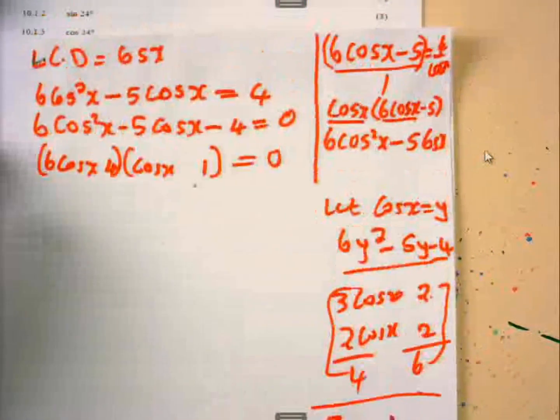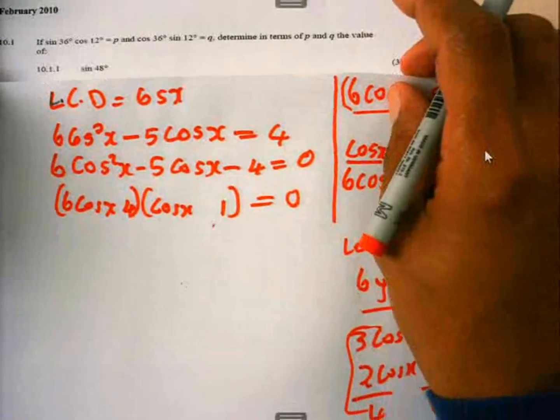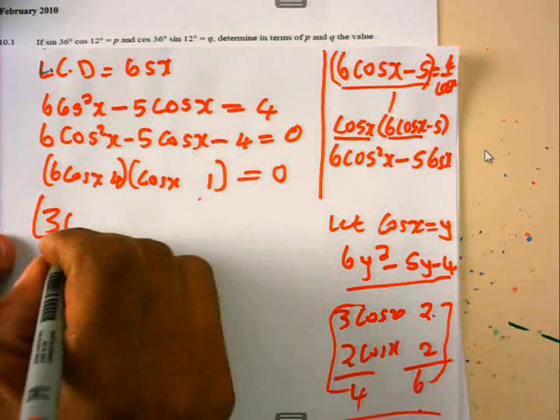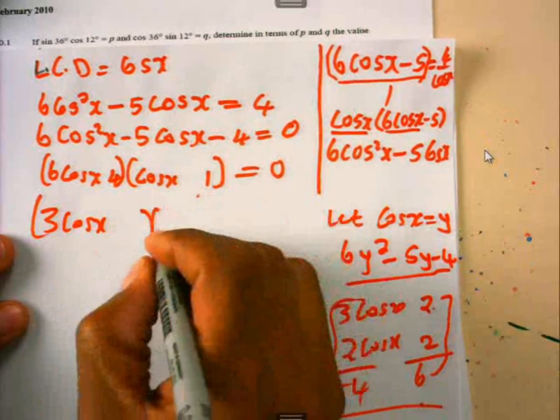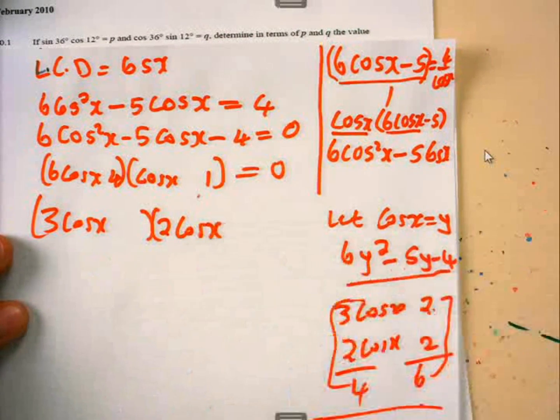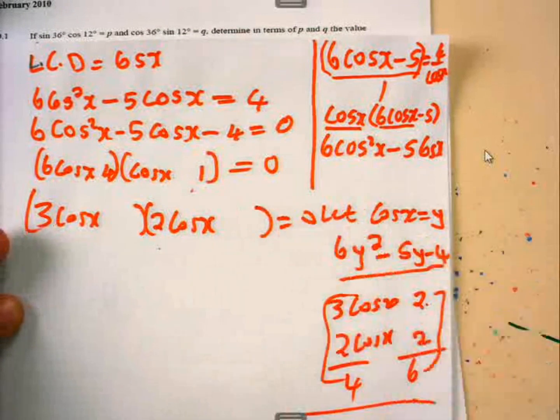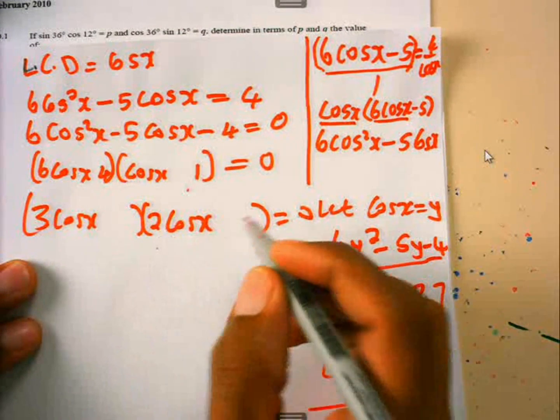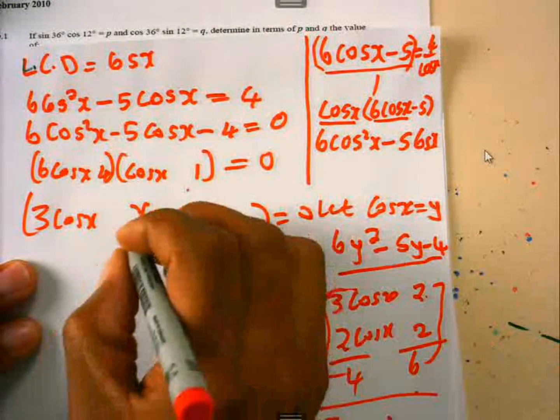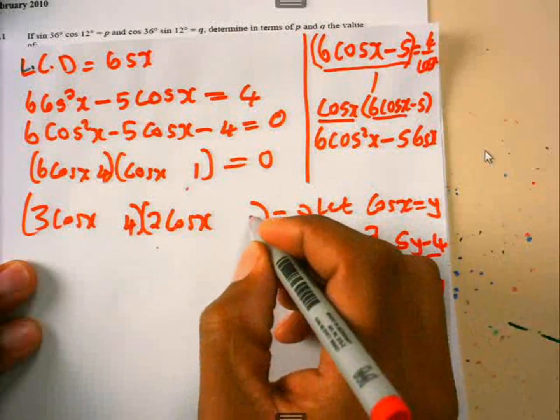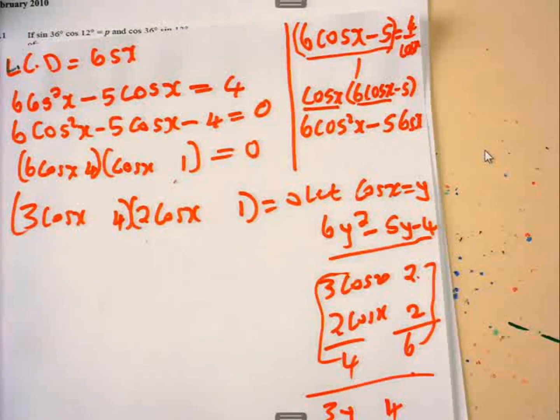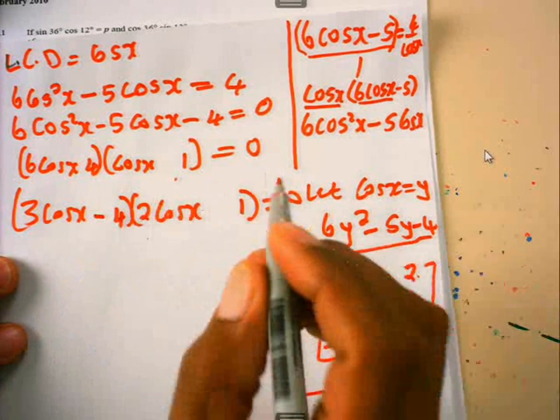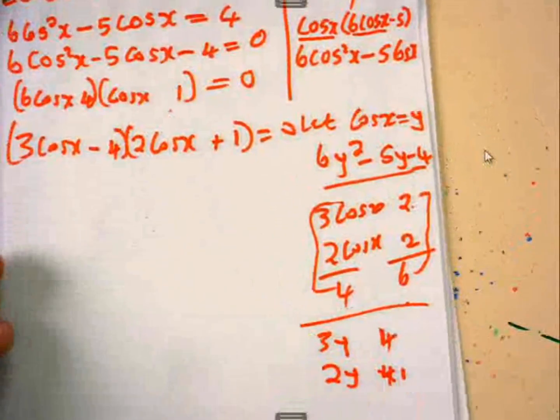Right, boys and girls, now let us move to this one here: 6 cos x minus 4. Then we have 3 cos x and 2 cos x, is equal to 0. We have 3 cos x here and 2 cos x. We take 4 on this side and 1 on the other side. The signs will be minus as well as plus.